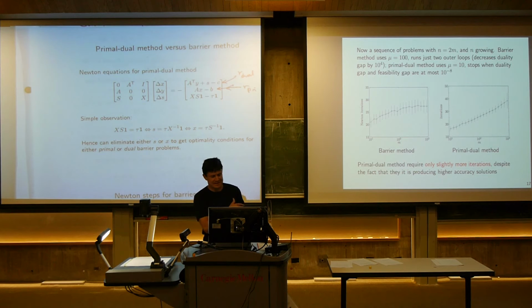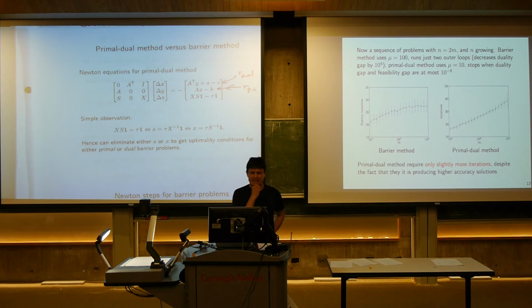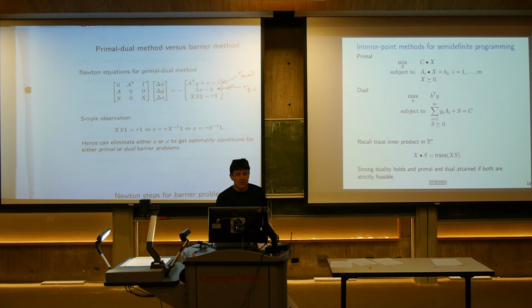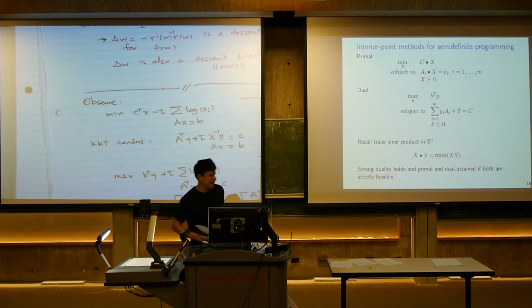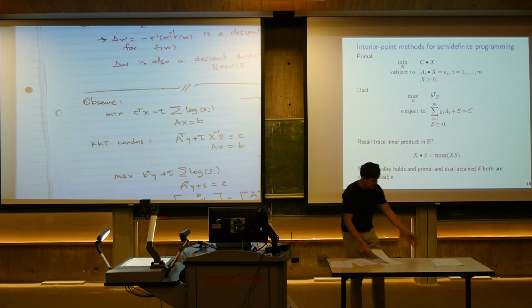Something similar happens here in terms of the total number of iterations to either just reduce the duality gap in the barrier method or get a very accurate solution in the primal-dual method. Essentially, the punchline is that the primal-dual method is much more efficient. But I want to use the last few minutes today to discuss an extension to semi-definite programming.